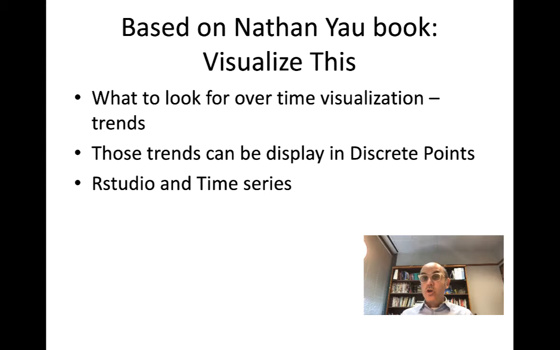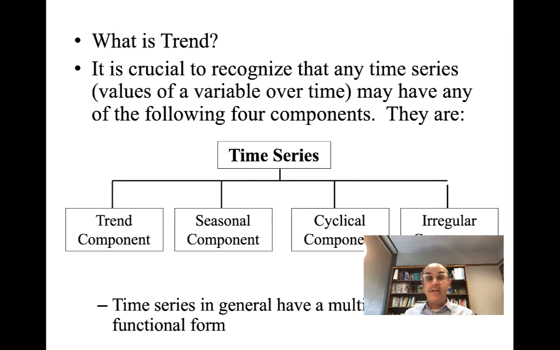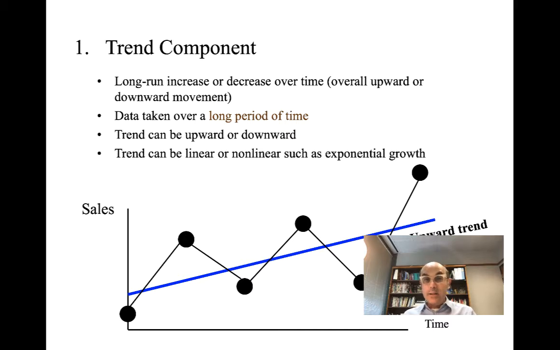Based on the textbook Visualize This, what we're looking at over time series is trends. Those trends can be displayed as points, and we can look at that in RStudio and time series. So what are trends? It is the idea of recognizing that any time series may have the following 4 components: trend component, seasonal component, cyclical component, and irregular component. And those are part of how we see the time series. The trend component is a long-run increase or decrease over time. It's usually data taken over a long period of time, and it gives us an idea of the linear or non-linear growth of the data.